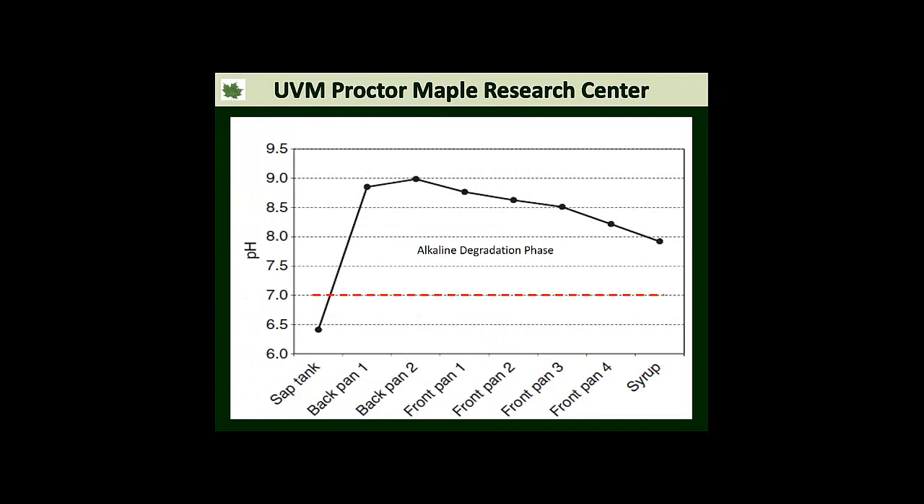When you start with sap, it tends to be slightly acidic, and as soon as you start to heat it, it goes really high in pH or alkaline. And it's called the alkaline degradation phase. Anytime sap or boiling sap is above pH 7, there are certain reactions that occur that make the syrup turn dark and form color. And it's called this alkaline degradation phase.